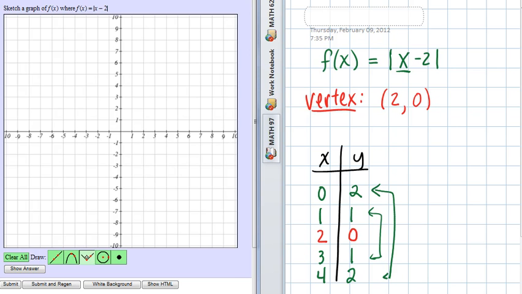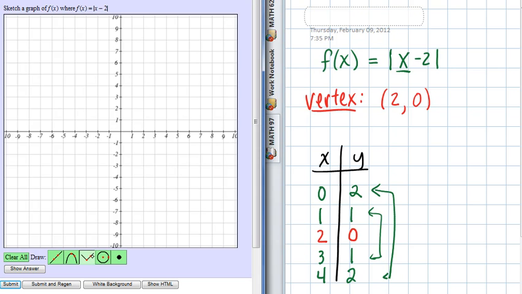Okay, now to use this utility, I click on the V shape. I'm going to click on my vertex first, 2, 0. You have to be fairly accurate here, so I'm clicking there. Now when I do that, if I move my pencil around, I can see the V shape. So I just keep moving it until I click on one of the other points. For example, one of the points is 1, 1. So I'm going to click on 1, 1.